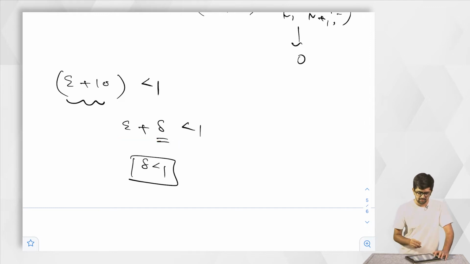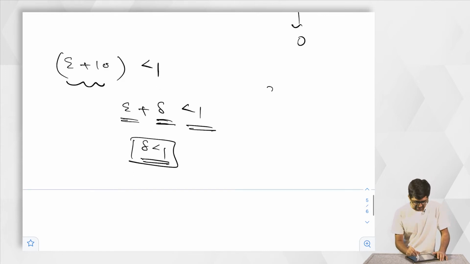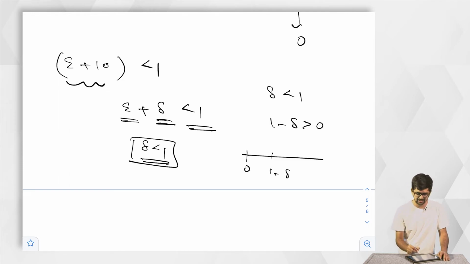And whenever delta is less than 1, one can of course find epsilon positive such that epsilon plus delta is less than 1. How do we know that? Delta is less than 1, so 1 minus delta is positive. So one can see there is 0 here, 1 minus delta here, so there is enough gap here, so one can just fix some random positive epsilon. Or one can take (1 minus delta) by 2, for any positive number divided by 2, we will land somewhere here. So that is one choice.